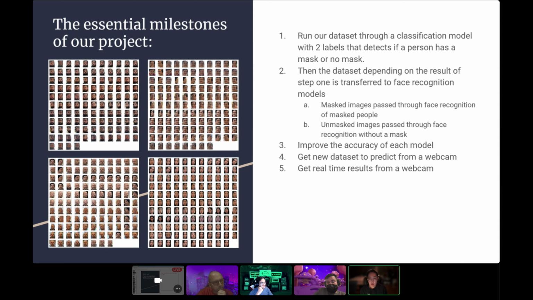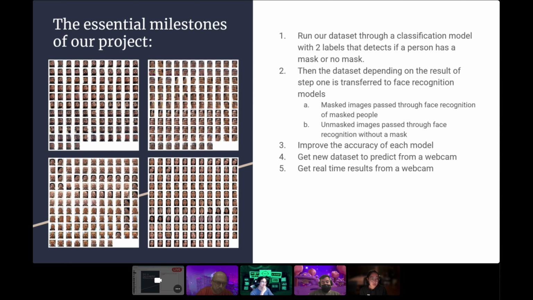The essential milestones of our project were that we had to run the dataset through a classification model with 2 labels and detect if a person has a mask or no mask. Then the dataset has to go through a pipeline into a specific model. If it detects it has a mask, then it will go to the masked face detection, and if it's not, it goes to the other model.